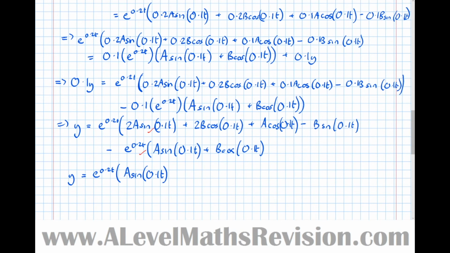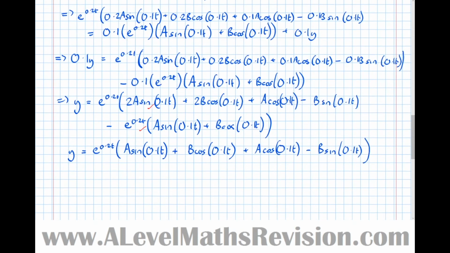Right, let's have a look at the b cos of 0.1t's now. So I can see I've got one there, and I'm taking one there. So I've got two there, take one, so that becomes positive b cos 0.1t. Now let's have a look at the a cos of 0.1t's. I've only got one there. A cos of 0.1t. Take b sine of 0.1t. I should close that bracket there. Okay, so there's the solution.